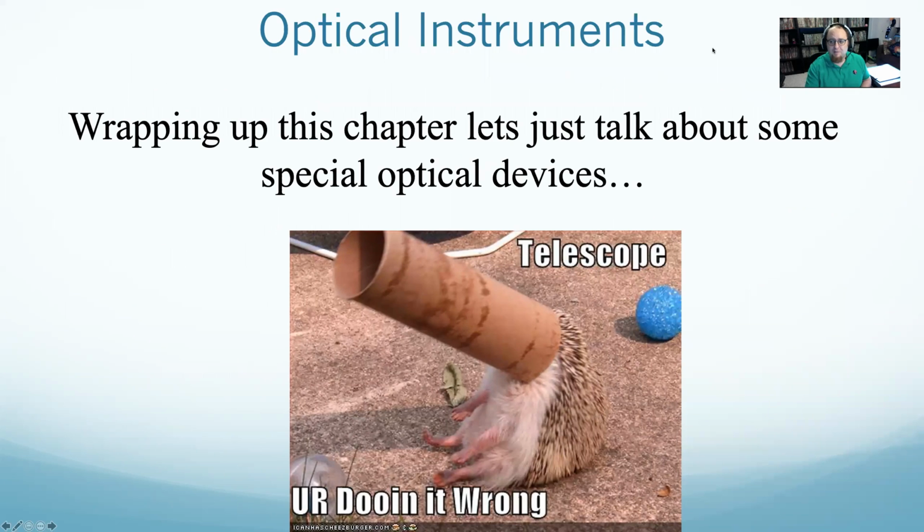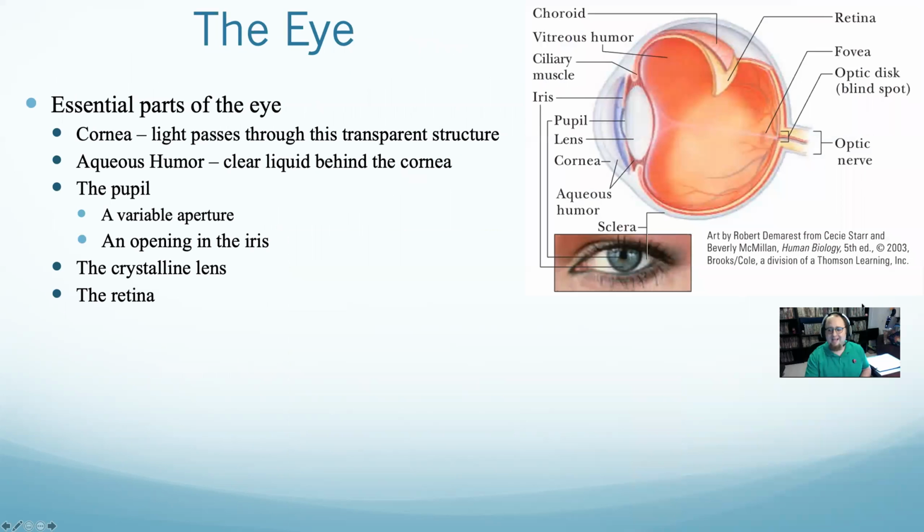The first optical instrument we're going to talk about is the eye. It's how we see, it's important. This is how your eye works. You have a cornea that's in the front. Light passes through this structure. It then goes into the aqueous humor, which is some liquid behind it, and then goes to your pupil. When it's dark, your pupil opens up. When it's bright, it closes. All that is a variable aperture, an aperture that can open or close to allow more light or less light.